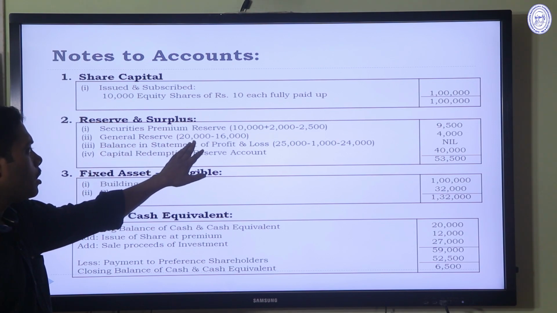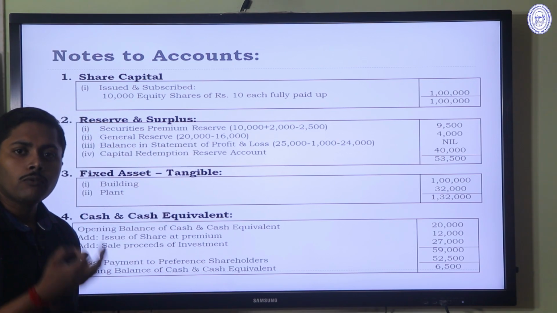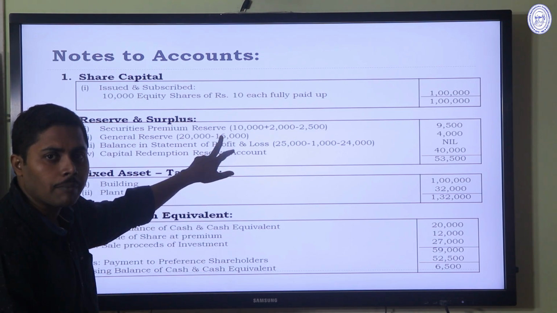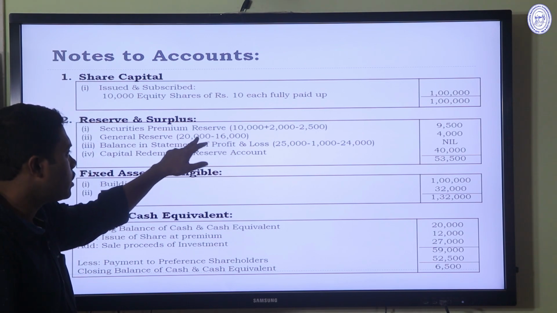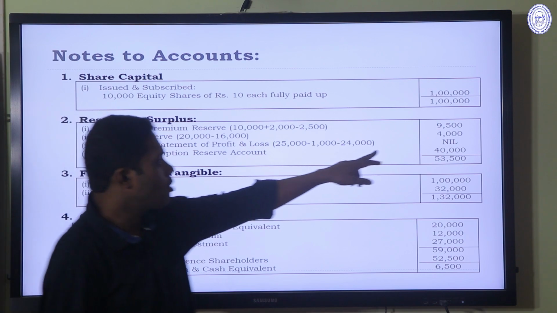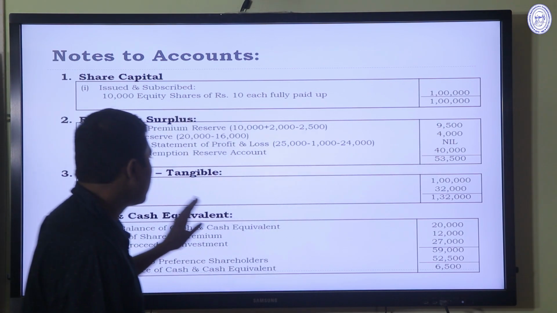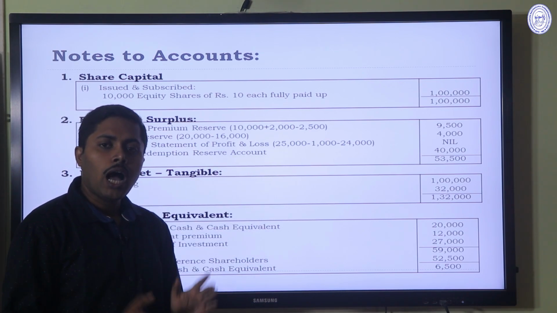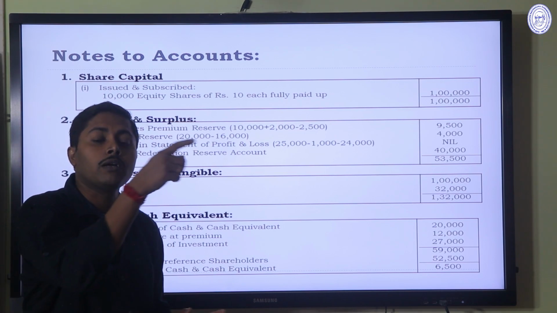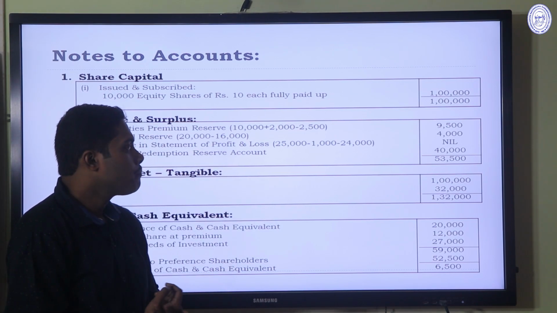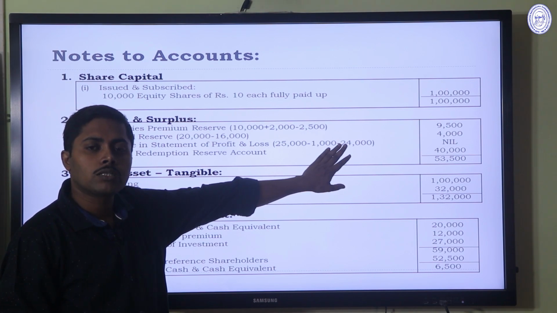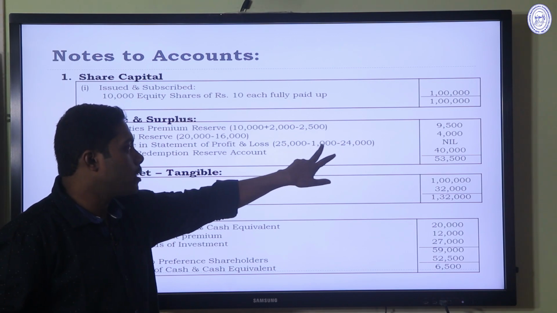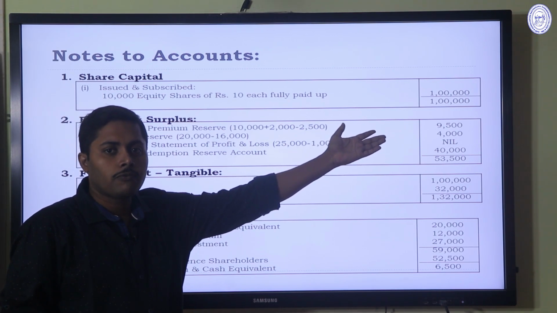Next, general reserve, total 20,000 was there, out of which you made a provision of 16,000 for the purpose of making CRR. So out of 20,000, 16,000 will be deducted, 4,000 is the balance in your general reserve. Then statement of profit and loss, you had 25,000 balance, out of which 1,000 was adjusted for the loss on sale of investment, and the remaining 24,000 was used for making the transfer to CRR account. That is why 25 minus 1 minus 24, that is nil, balance of profit and loss is nil.